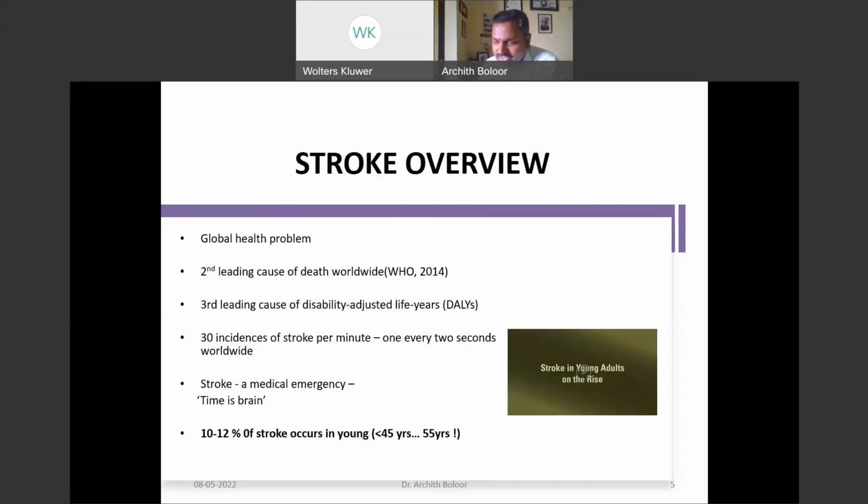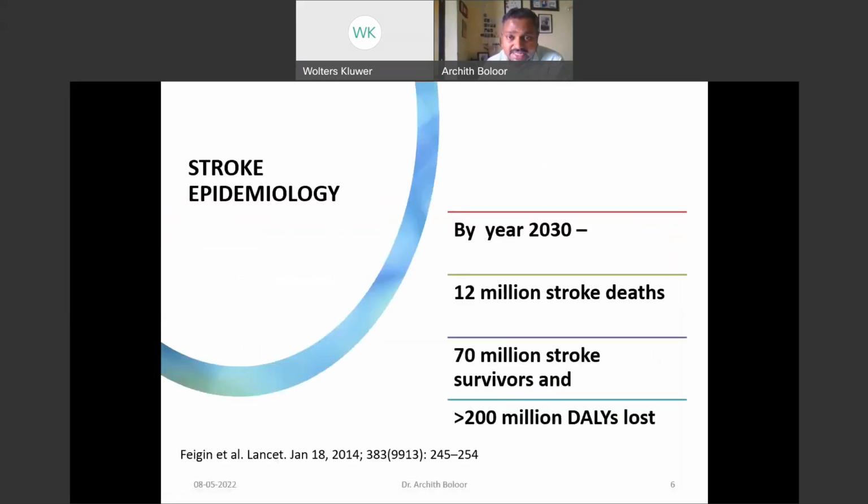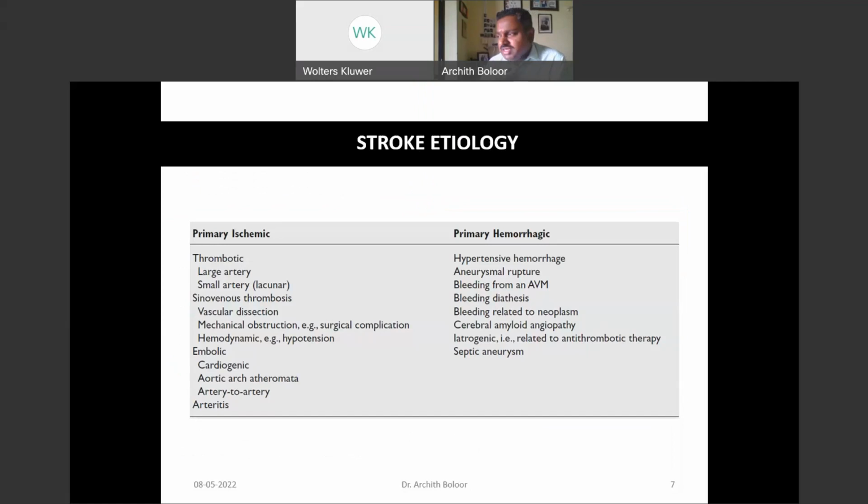I think I'll show it in the last slides where we have our latest data coming up, and I'll show you what the percentages are at that time. So if you see, by the year 2030, it is expected that we may have more than 200 million DALYs lost, and we may have more than 70 million who are surviving stroke. So it's a disease which is increasing in number, possibly because of the risk factors that are involved.